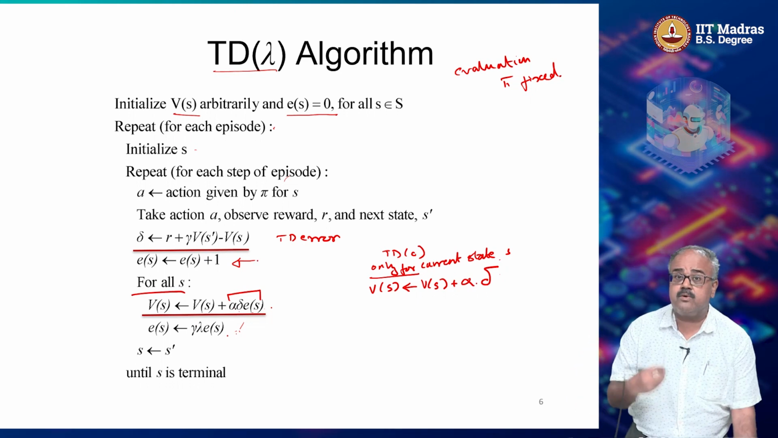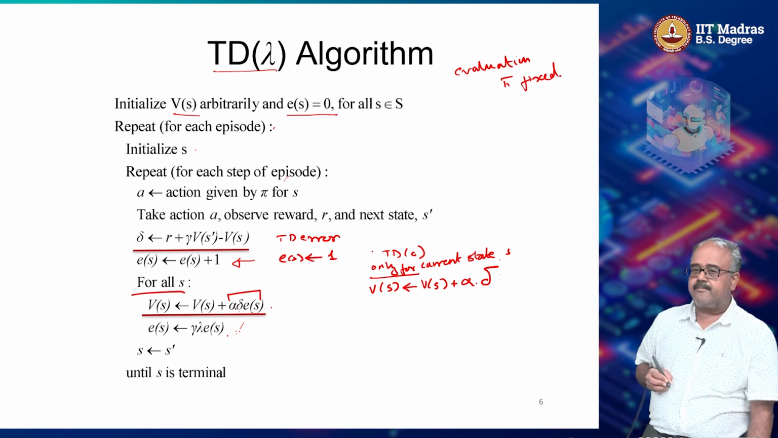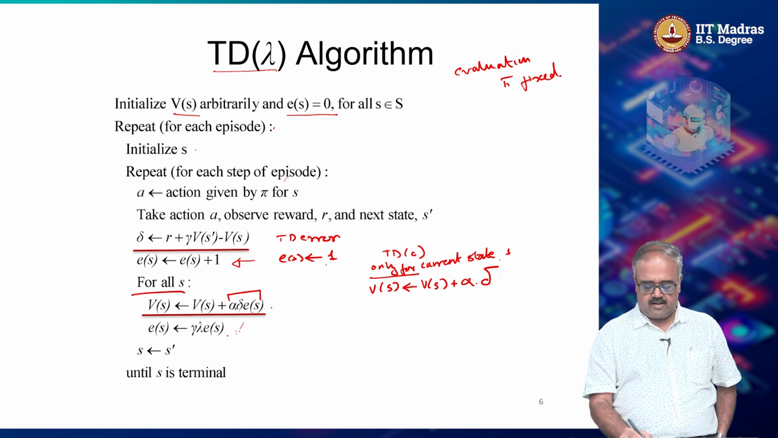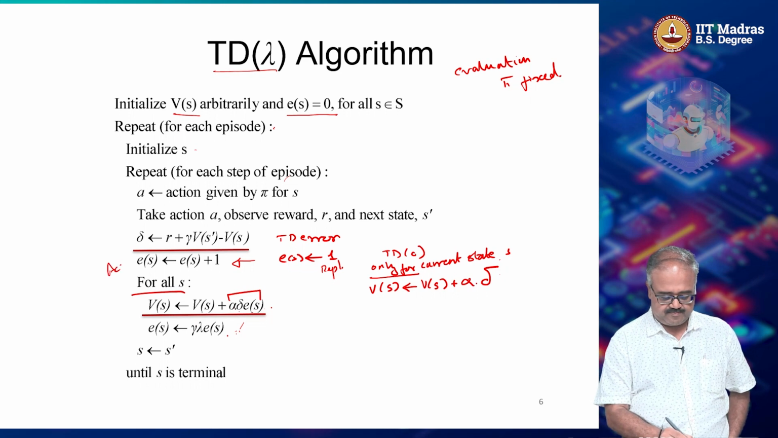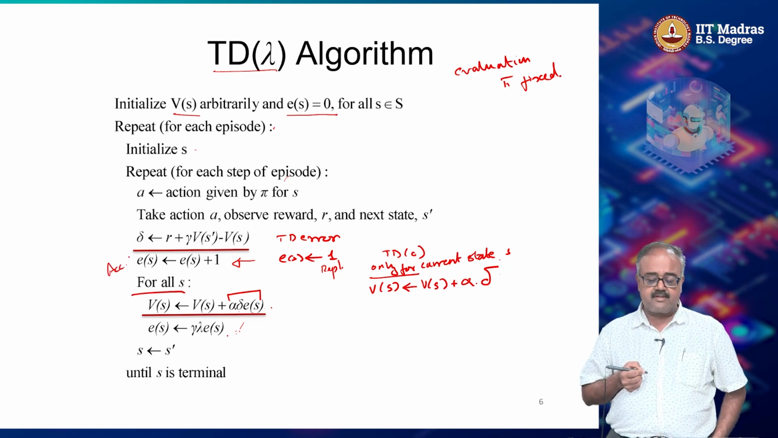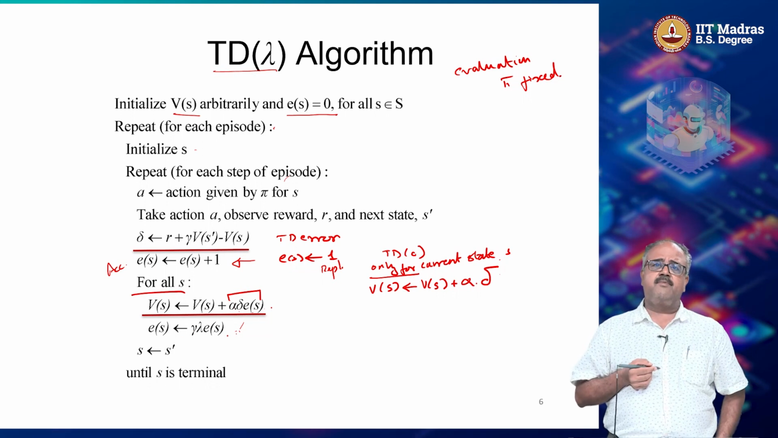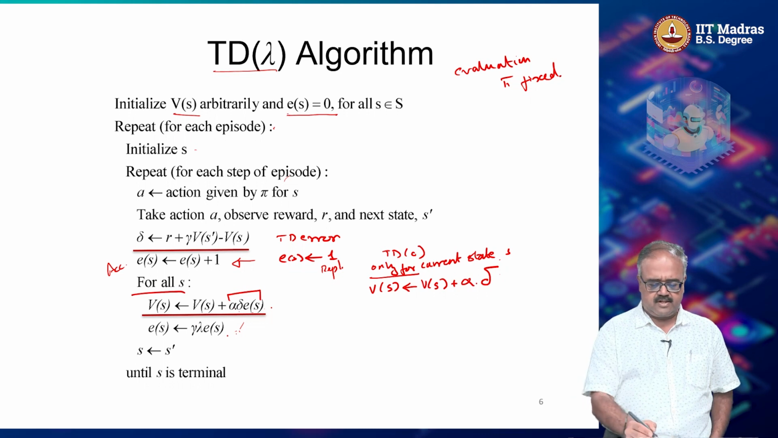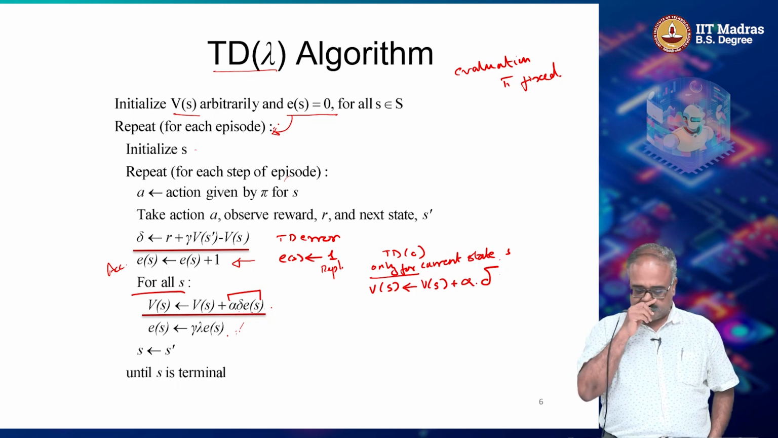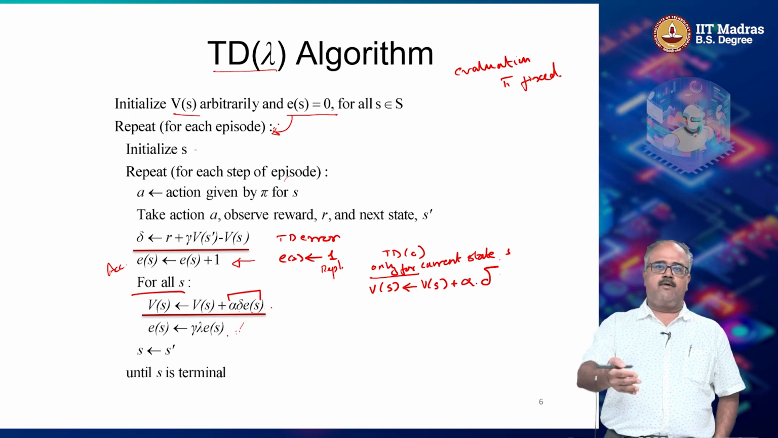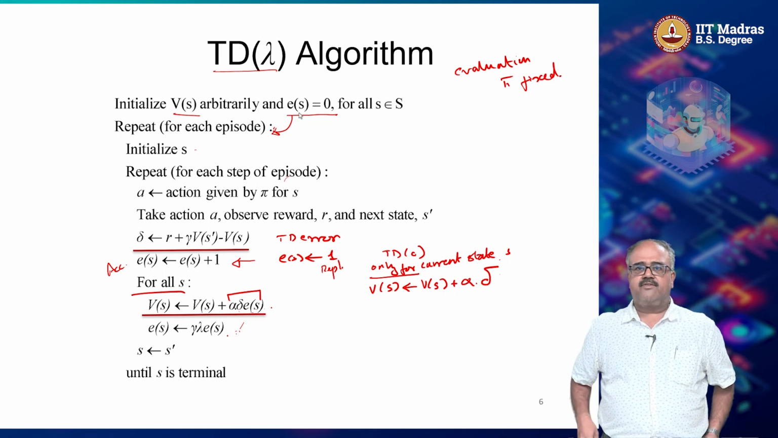Okay, and suppose you want to do replacing trace instead of accumulating trace, you will set E of s to one. This is for replacing traces; this is accumulating. Okay, makes sense. You repeat this until S is terminal, and then when you restart the episode, you actually have to reset the eligibility to 0 for all the states. So, that should come here. Because eligibility does not carry over from one episode to the next. Once you reach the end of the episode, all your eligibility gets set to 0.